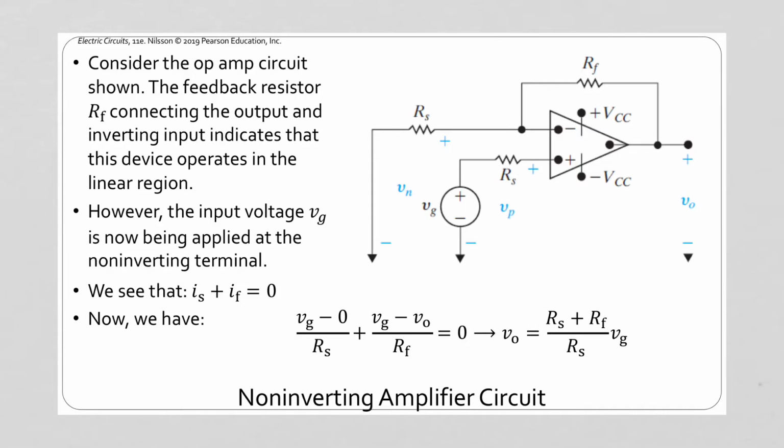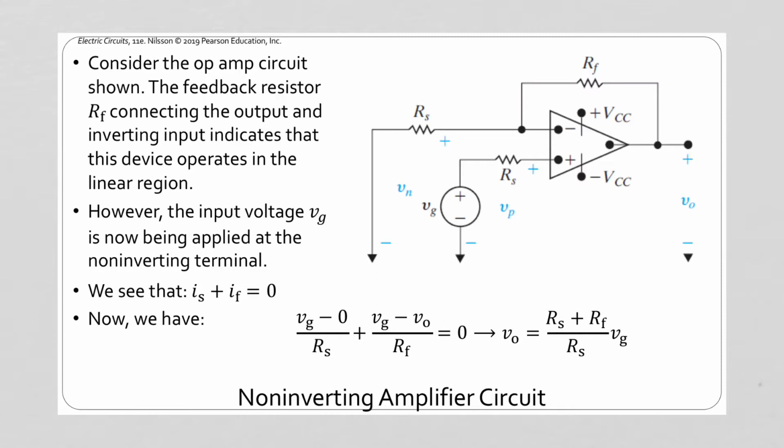Here we have an amplifying op-amp circuit. What's different here is that the input voltage, or the signal voltage, is being connected to the non-inverting terminal of the op-amp. Before, it was connected over here to the inverting terminal, and we ended up with an inverted signal. Now, our signal voltage is connected to the non-inverting terminal, but our feedback is still connected to the inverting terminal.